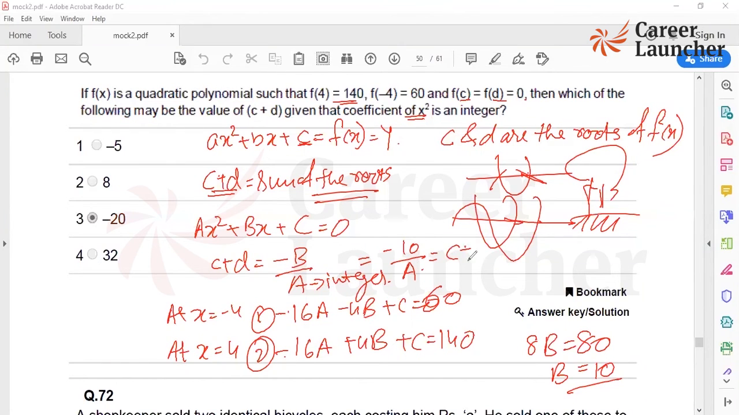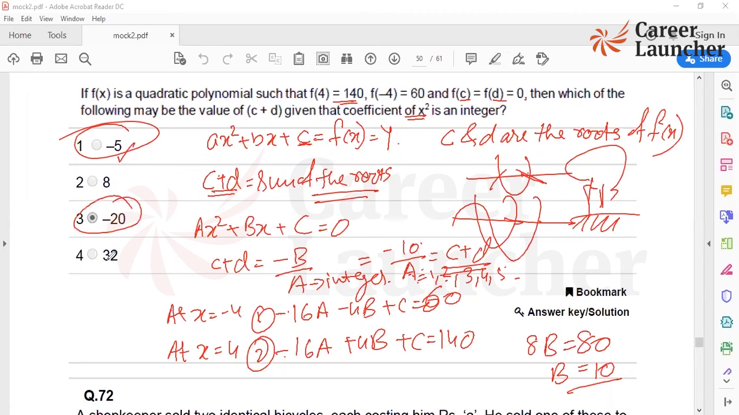It is asking what is the possible value of c plus d. a is an integer. I can say it can be 1, it can be 2, it can be 3, it can be 4, it can be 5, and so on and so forth. When a is 2, this gives you minus 5. Either I'm going to get an integer which is a factor of 10. So when a is equal to 2, minus 5 can be my answer.